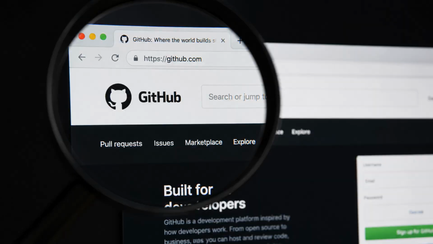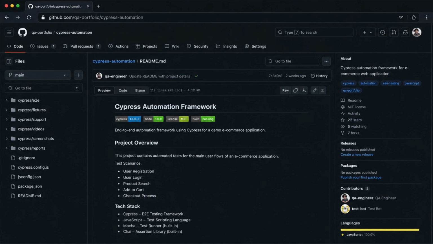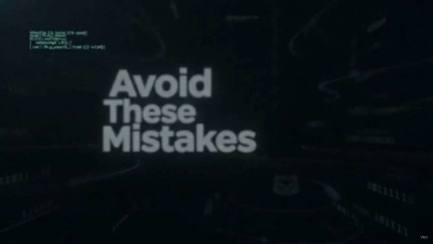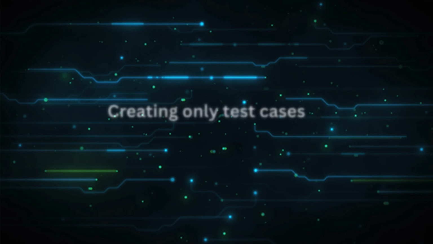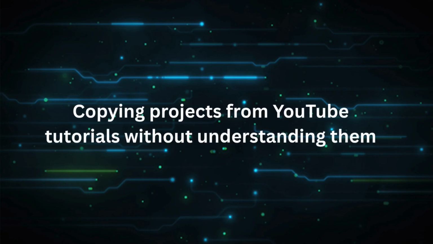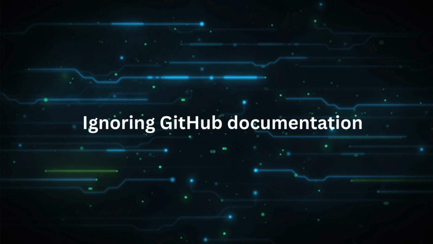Once you've completed your projects, organize everything in GitHub. Create separate repositories for manual testing, bug reports, API testing, automation, AI testing. Add clear README files explaining each project. Avoid these mistakes. Number 1, uploading random files without structure. Number 2, creating only test cases. Number 3, copying projects from YouTube tutorials without understanding them. Number 4, ignoring GitHub documentation.